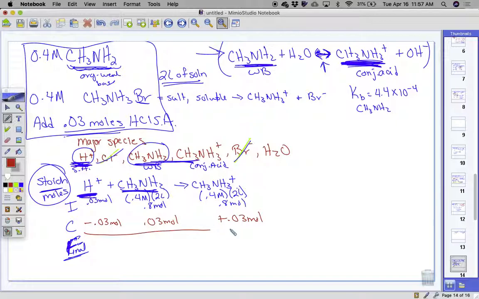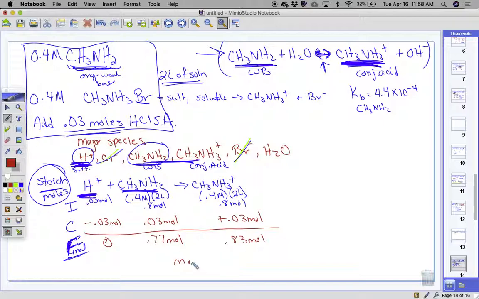So now my final amounts: this one's going to go to 0, this one's going to go to 0.77, and this one is added, right? Did I do it wrong? No, you're right. Okay, that would take you 3 stoichiometry problems if you did it separately. That's why I'm doing it in a table. All right, so this is moles.